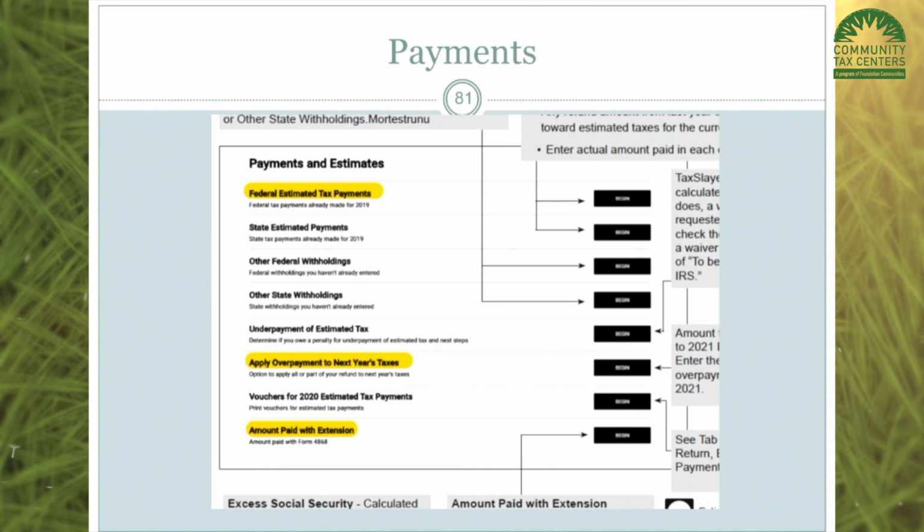Apply overpayment to next year's taxes. We've completed the tax return and we see that they have a refund. So they want their 2022 refund to go to their 2023 tax return. Again, we can split that up. We can go to apply overpayment to next year's taxes, and input whatever amount they choose into the system there.